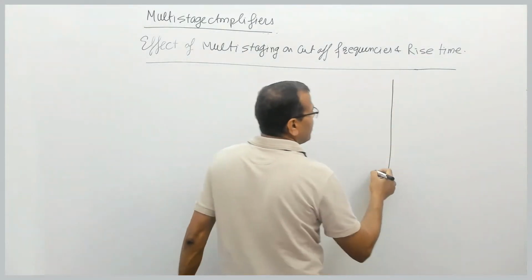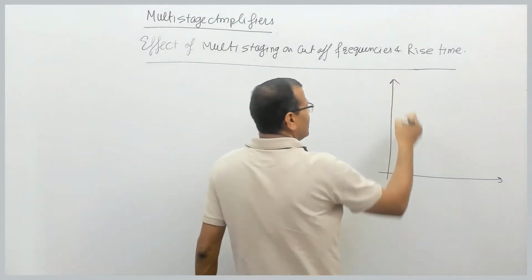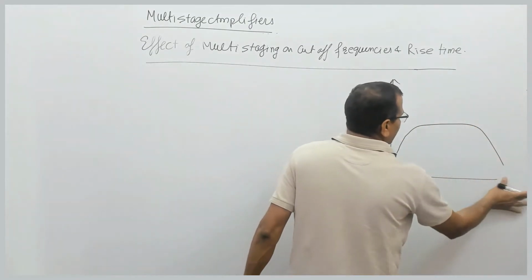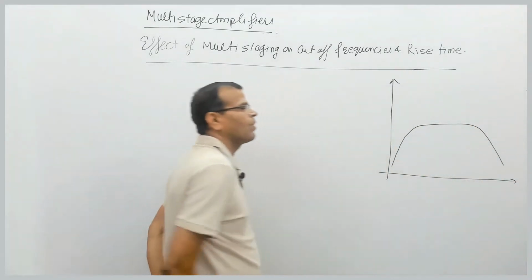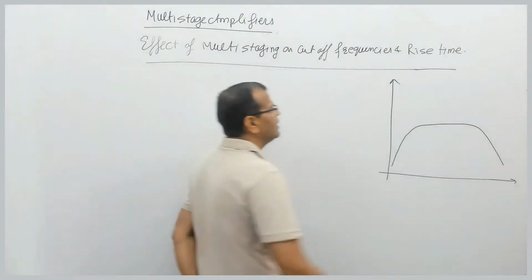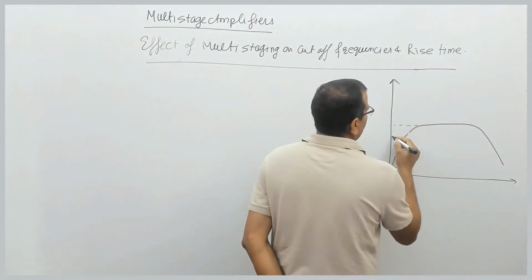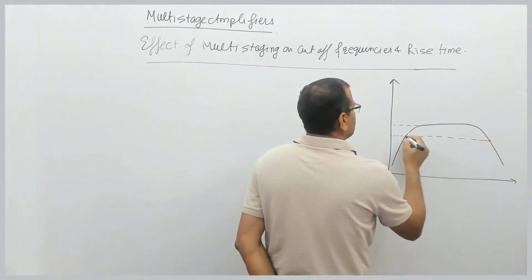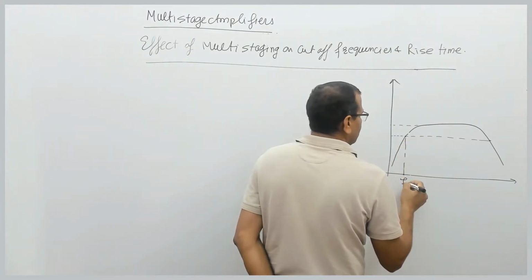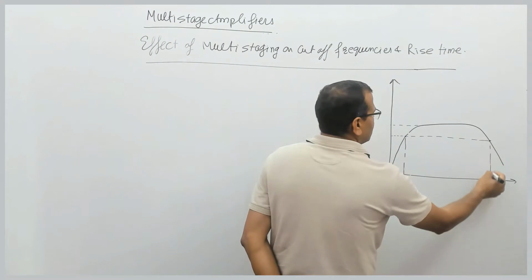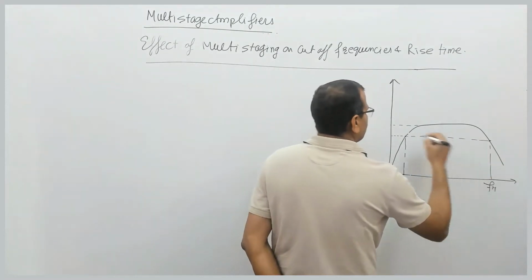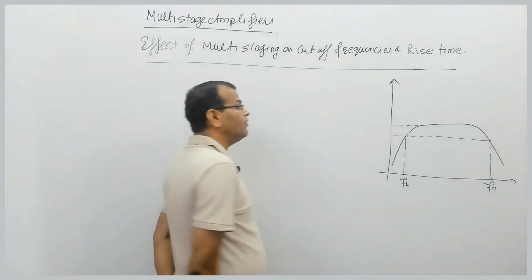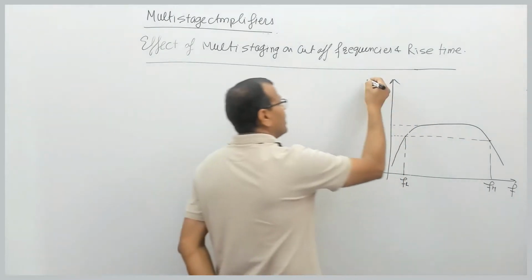So if you remember, suppose we have a single stage amplifier having frequency response like this. Say this is the flat top, that is the mid-band frequencies. This is the first cutoff frequency, that is FL. This is the lower cutoff frequency, this is the upper cutoff frequency. But if you remember, because of multistaging, what happens to the gain?